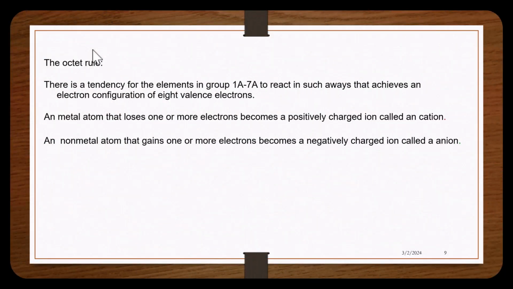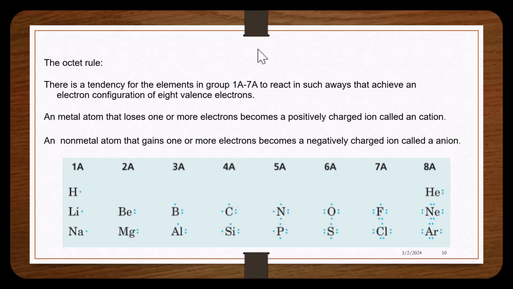The octet rule says there's a tendency for elements in groups 1A through 7A to react in such a way that achieves an electron configuration of 8 valence electrons. So looking at 1A, we went down to lithium, and group 7A, we have fluorine. The best way for lithium to reach a full valence electron configuration where the outer shell is filled would be to lose an electron, and fluorine would assume a filled valence electron configuration of 8 valence electrons by gaining an electron. A metal atom that loses 1 or more electrons becomes a positively charged ion called a cation.